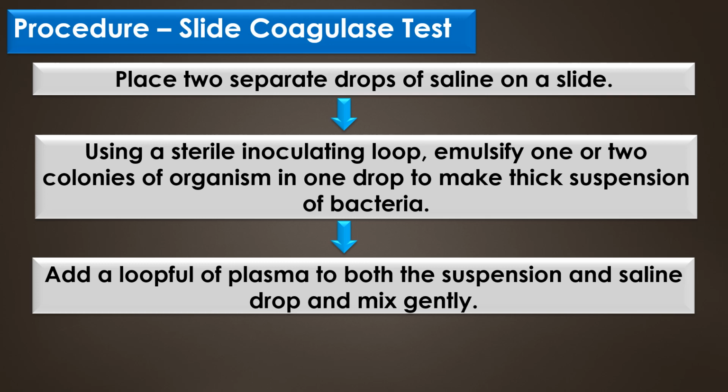Procedure for slide coagulase test. First, place two separate drops of saline on a slide and then, using a sterile inoculation loop, emulsify 1 or 2 colonies of organisms in one drop to make a thick suspension of bacteria. After that, add a loopful of plasma to both the suspension and saline drop and mix gently, and look for immediate coarse clumping of the mixture within 10 to 15 seconds.